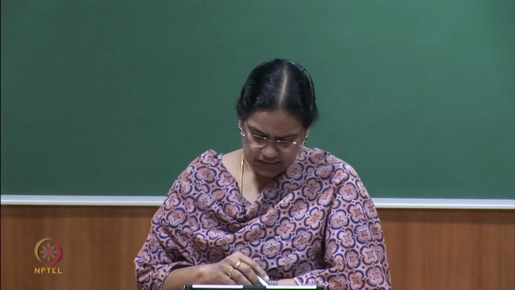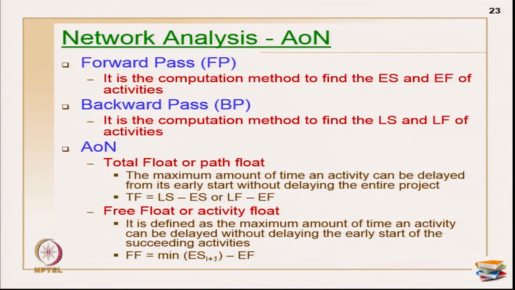Okay. So, the formula is the minimum of early start of I plus 1, which is the next activity, minus early finish of the current activity. That is the formula we generally use here. In the free float, what happens? It only tells you the buffer time or delay I can have on the activity without affecting the successor activity on the whole network. That is the meaning behind free float.